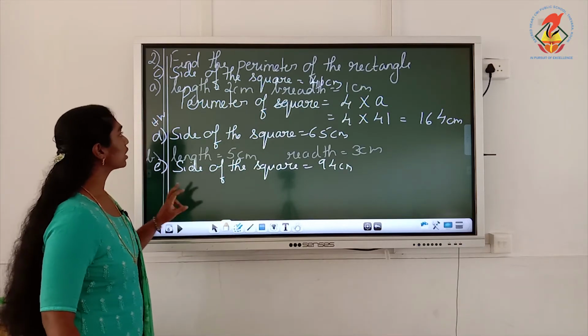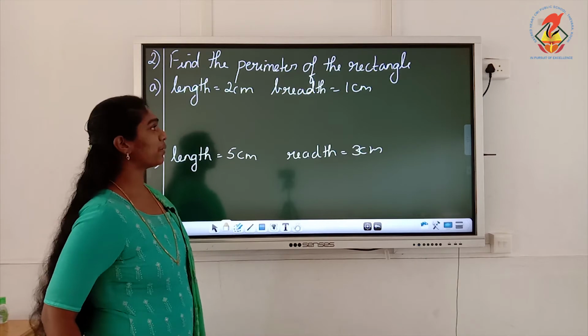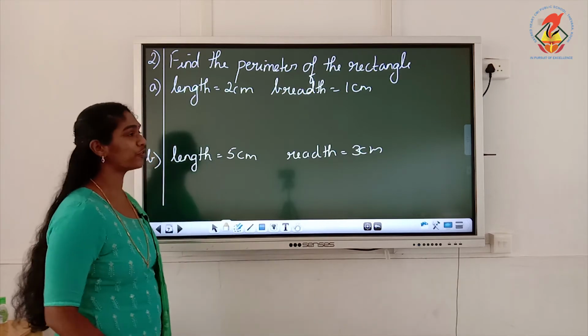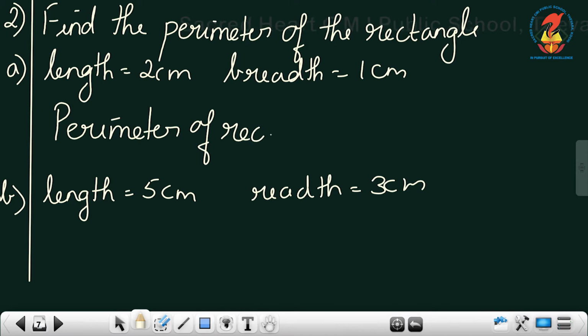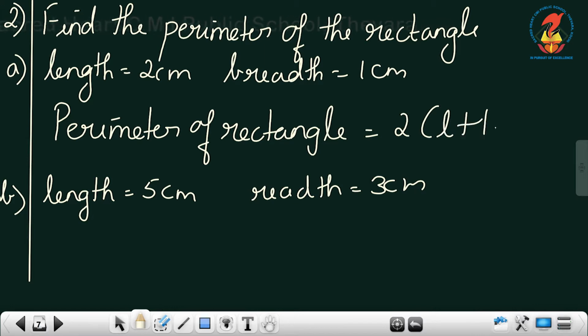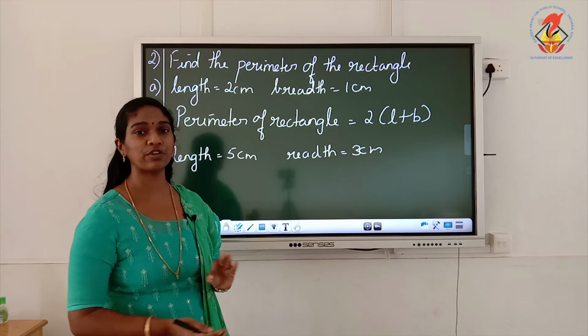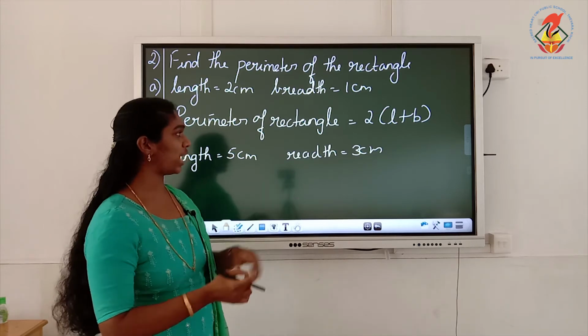Now, we'll do next set of questions. Find the perimeter of rectangle. How do you find the perimeter of the rectangle, children? The length and breadth is given to you. What was the formula? Perimeter of rectangle. You add the length and breadth and you'll multiply by 2. So you write it as 2 into L plus B. Very important, write the formula for all the questions. 2 into L plus B.